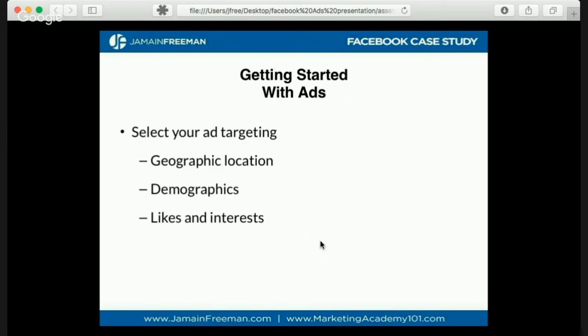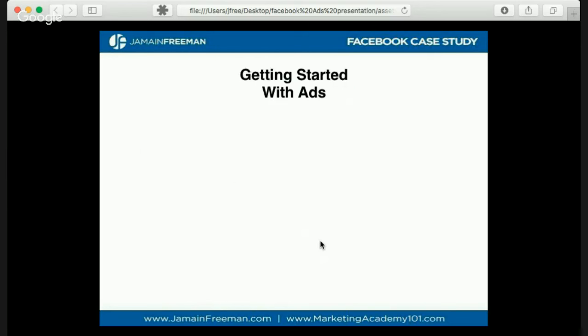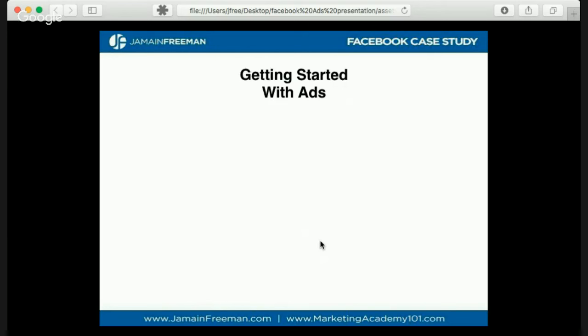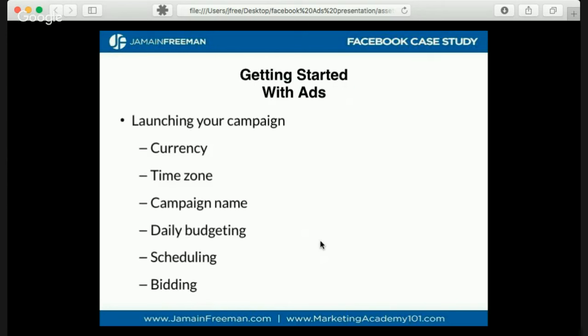Then you need to select your ad targeting, which is usually your geographic location, demographics, likes and interests, all of that. And then you have some advanced targeting. We're going to deal with that as well in a couple of the other modules. Birthday, social networking interests, relationship status, language, education, work, connections. Connections is you can target somebody that's connected to somebody else that may be connected to somebody else. And then it's really about launching your campaign.